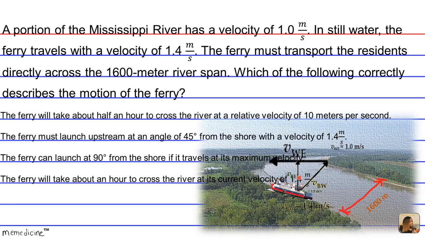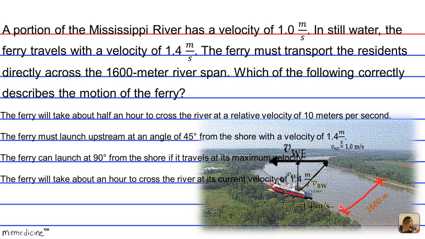So traveling 1,600 meters at that speed, not 10 meters per second as stated in answer choice A, will take 1,600 seconds. So if you're traveling at 1 meter per second, you're going to take 1,600 seconds to get across, or about 27 minutes, but that's not necessarily the question that they're asking.